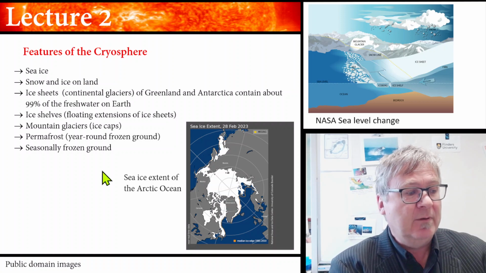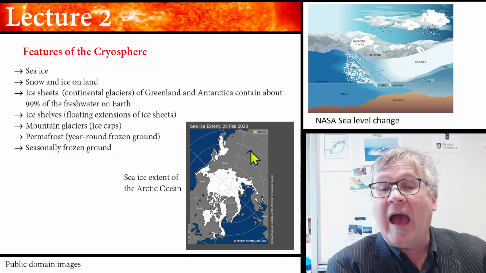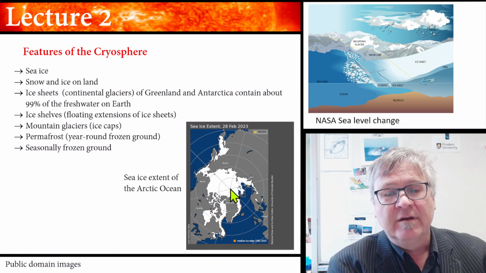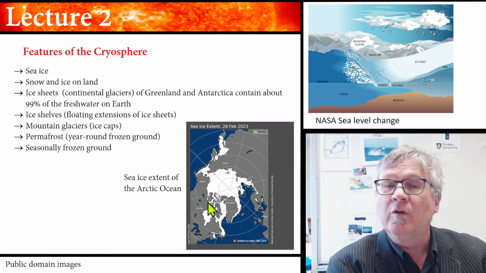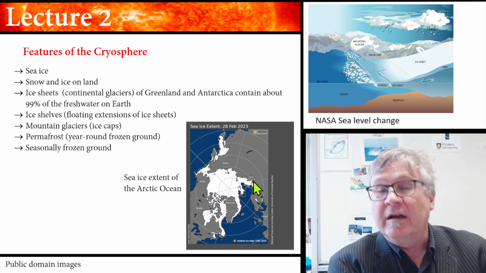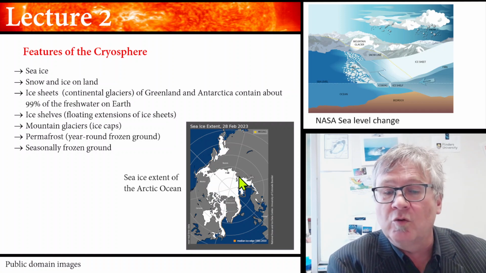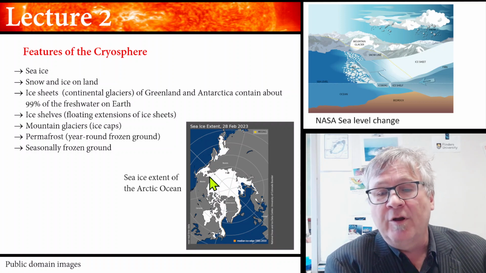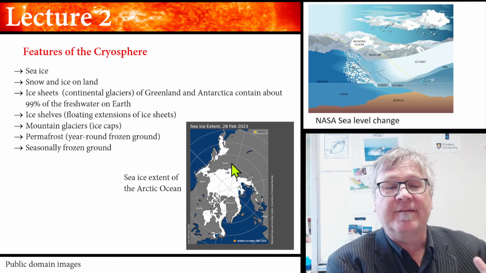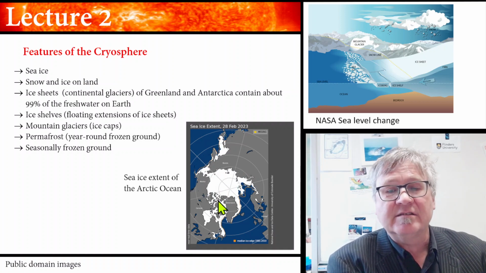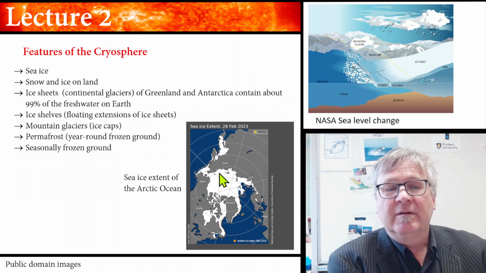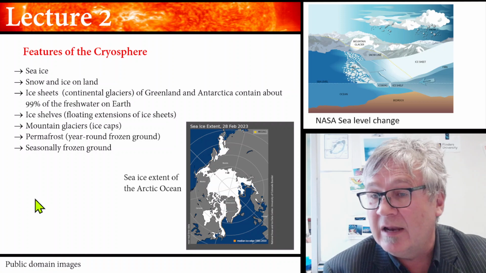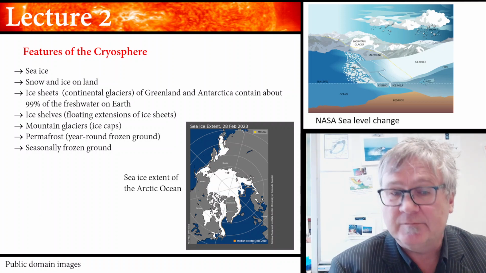In this map, you can see the Arctic Ocean. The North Pole is featured here by this dot. This is the North Pole. And without the ice, this would be open ocean. There is no continent. This is just open ocean covered by ice. Okay, sea ice. We also have snow and ice on land.